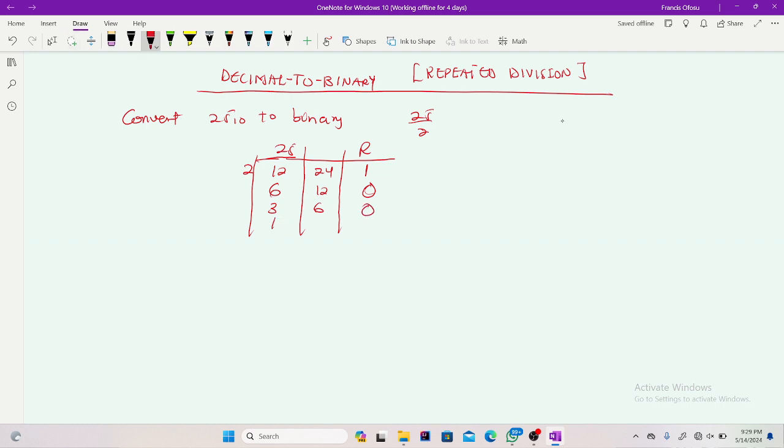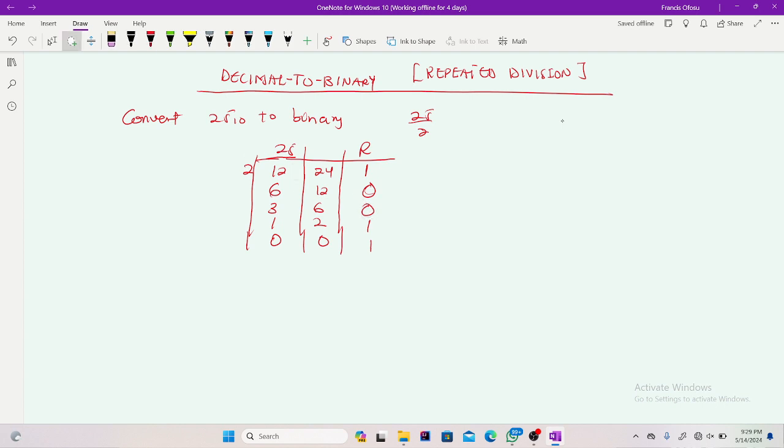2 goes into 3 how many times? 1. 2 times 1 is what? 2. Then 3 minus 2 is what? 1. Remainder 1. Then finally, 2 goes into 1 how many times? 0, right? 2 times 0 is what? 0. Remainder what? Remainder 1, right? So yes, so now these are the remainders we have.